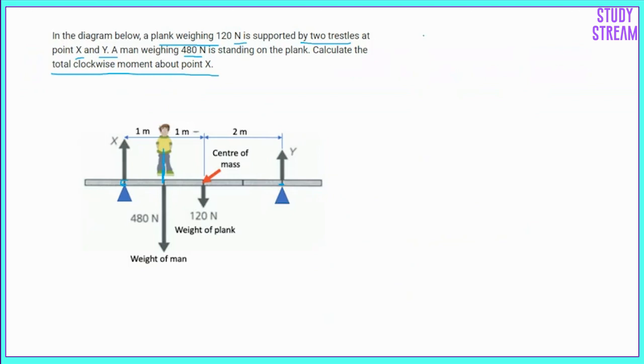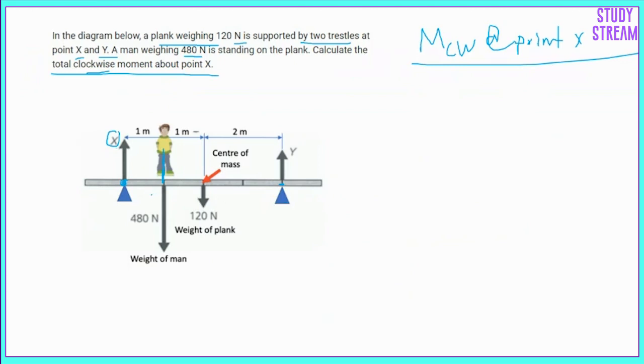Okay, so now we need to calculate the total clockwise moment at point X. So if we look at the question, first we need to look at different points and locate point X. This is our point X here. Relative to this point, we need to find all the clockwise moments.